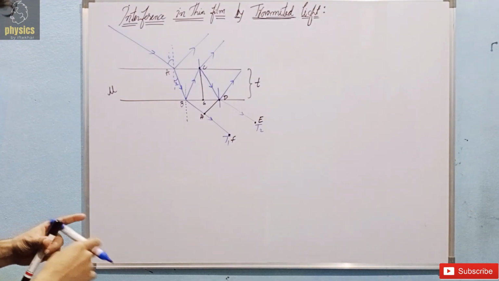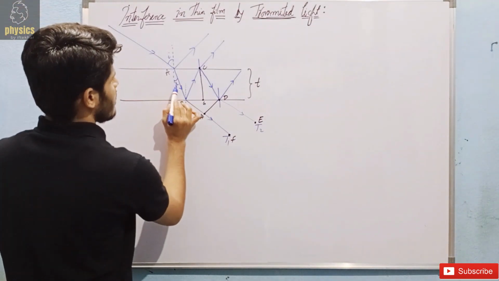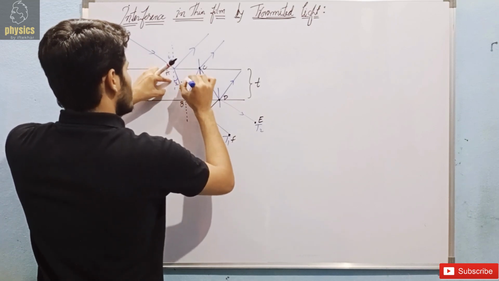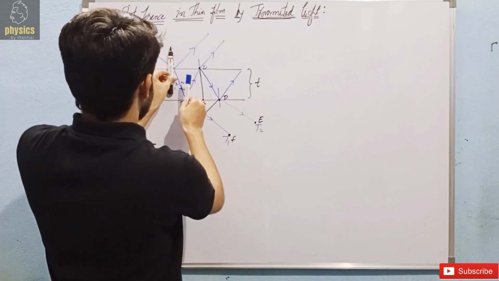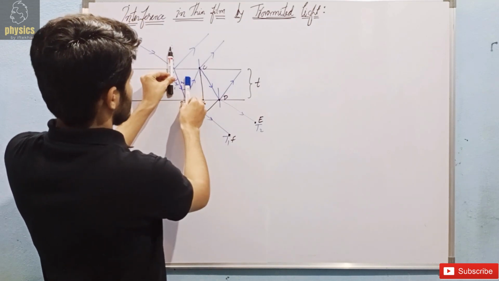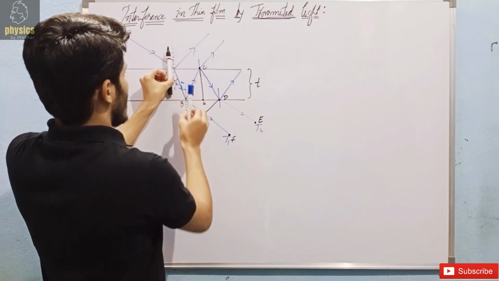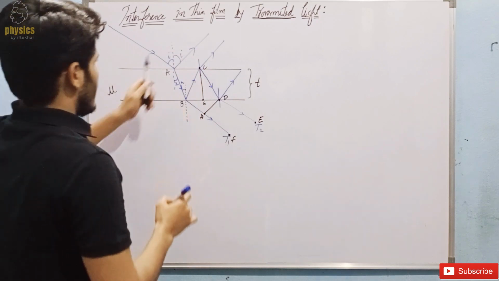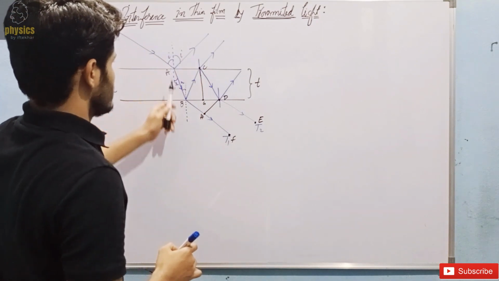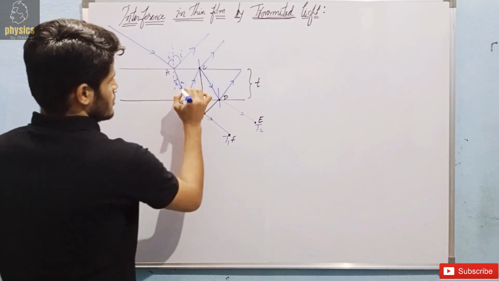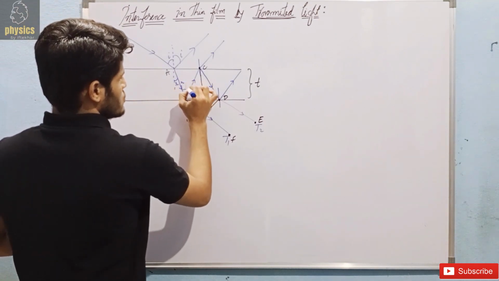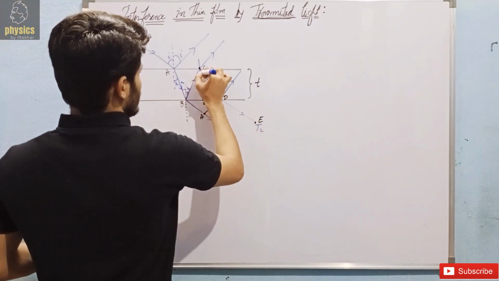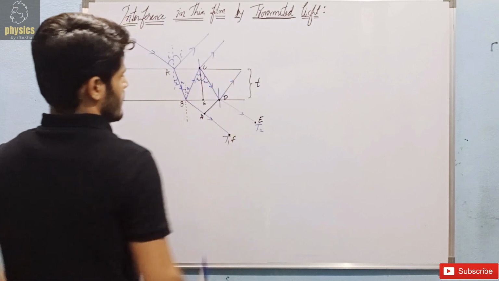Because this is my refracted angle r, this will also be r. How come? Because these two normals are exactly parallel to each other. That's why this is also going to be r. And angle of incidence is equal to angle of reflection, the same principle applies here also. This is r, so this will also be r. Again, if this is r, this will also be r, and this is also r.